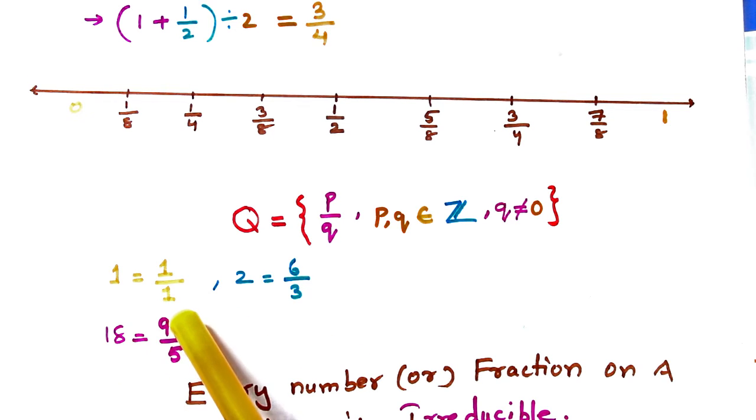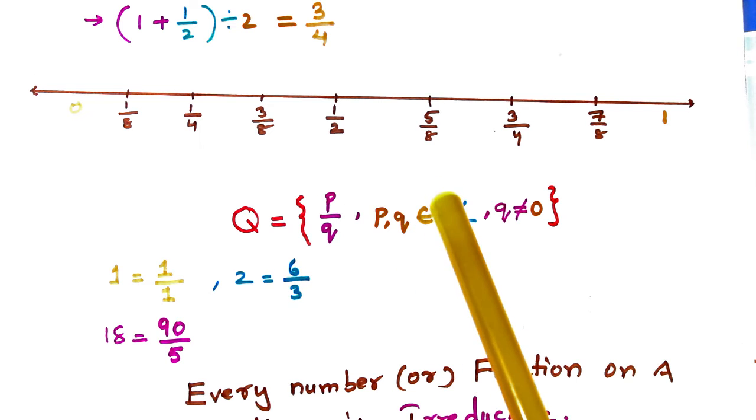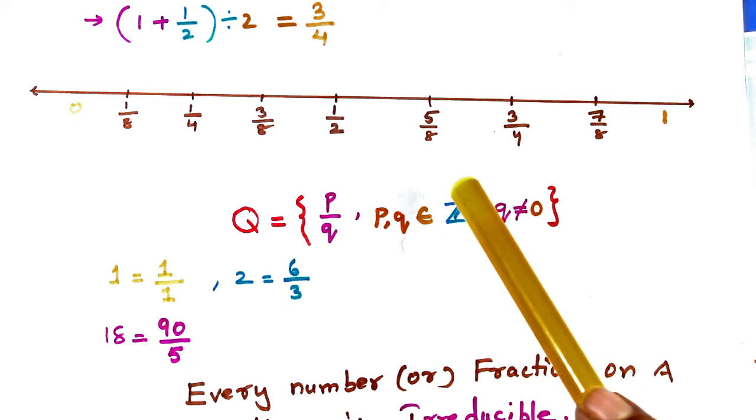18 can be represented by 90 by 5. If we reduce down this 90 and 5, we get 18. So if you observe, whenever we reduce down to the form where we cannot reduce even further, we are getting some fractions or proportions in this form.